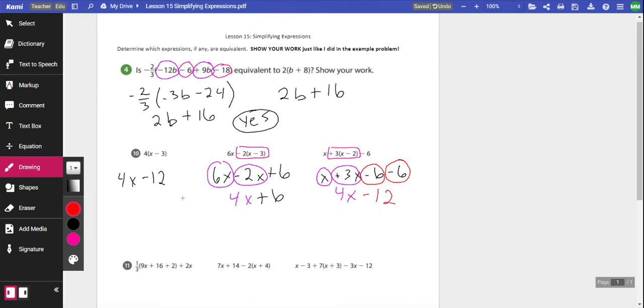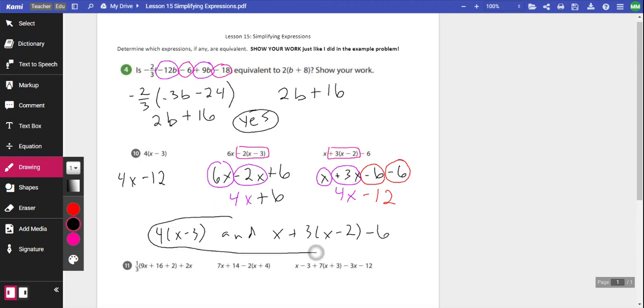So which expressions, if any, are equivalent? This one is not, right? Because it was plus 6. But these two were both 4x minus 12. So I could say that, let's see, we'll kind of put that it was 4 times x minus 3 and x plus 3 times the quantity x minus 2 minus 6. Those were equivalent to each other.